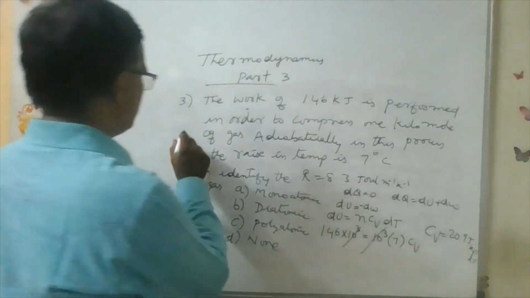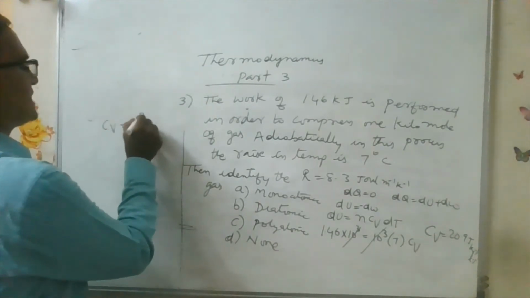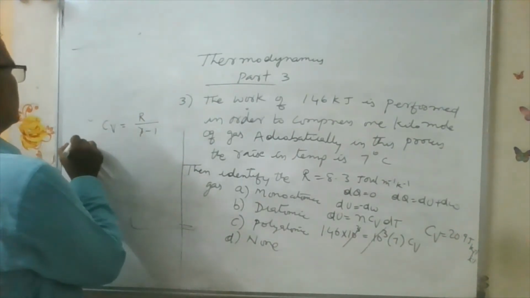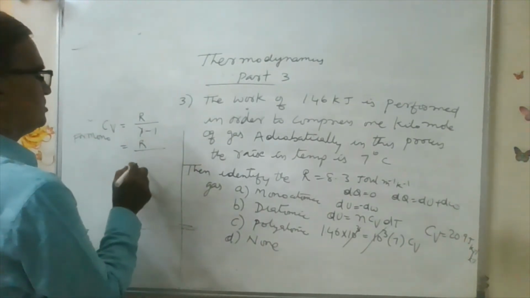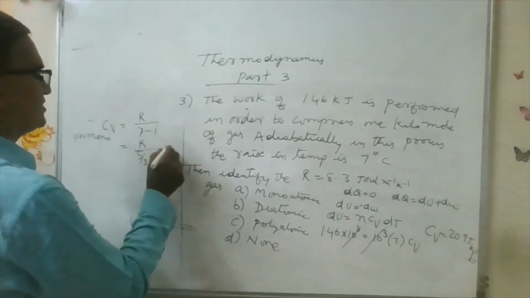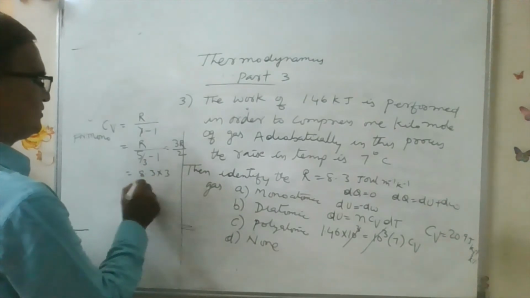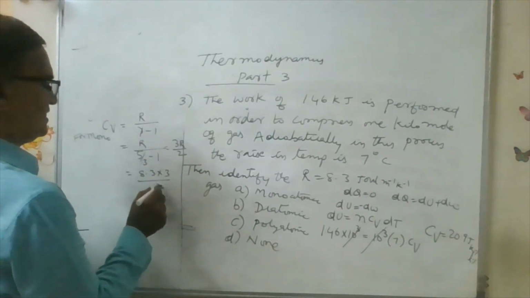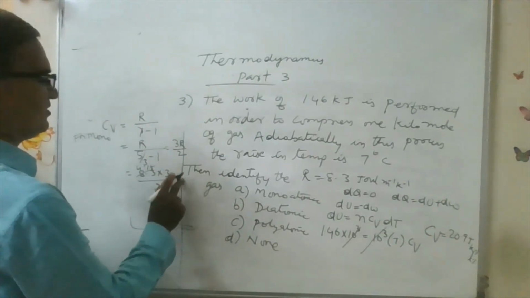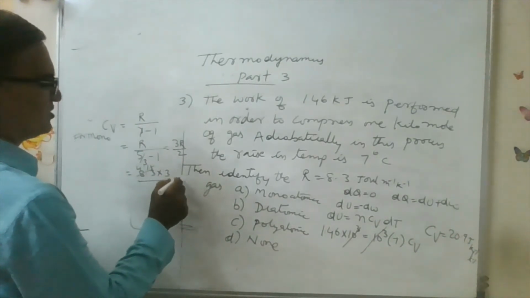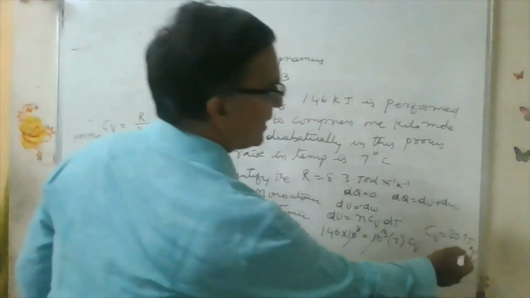Okay. Now for a monoatomic gas, what is Cv? Cv is R by gamma minus 1. For a monoatomic gas, gamma is 5 by 3, that is 3R by 2. R is 8.3, so 3 by 2 times 8.3 is roughly 12. Here you got 20, so Cv should be 20.